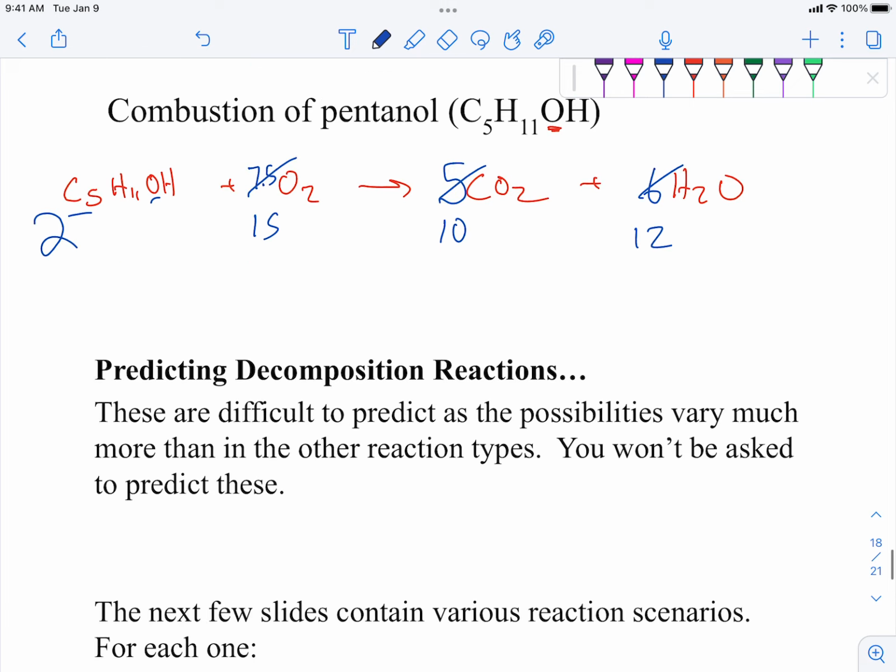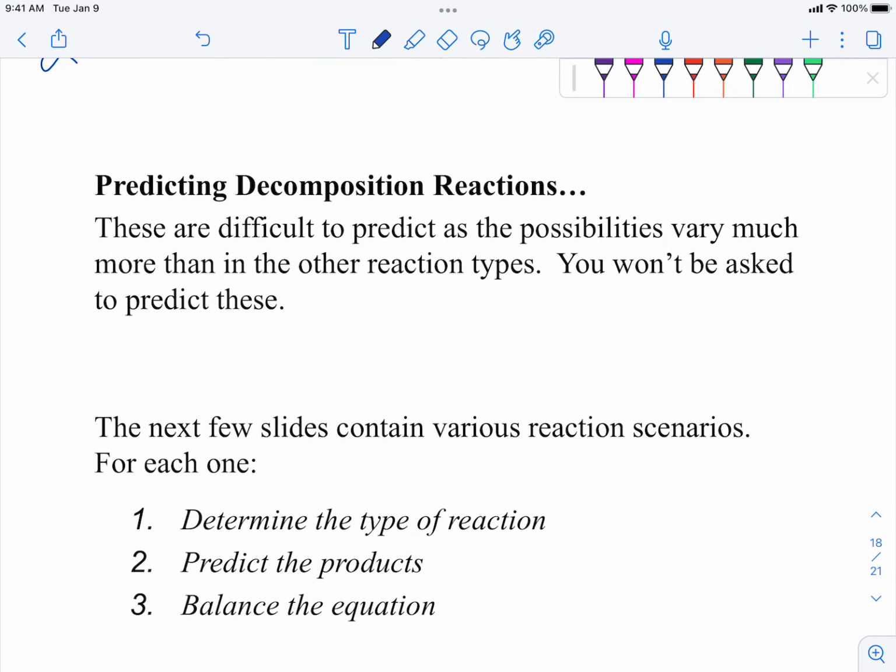Okay? All right, so about decomposition. Remember that decomposition is when you only have one reactant, right? And it breaks down. So you're not going to be asked how to predict these because there is a myriad of possible products that could turn into, and frankly, you haven't had enough background yet to be able to do this properly. So you'll have to predict the products of 4 of the 5 types. All right, so all the others except for this one.